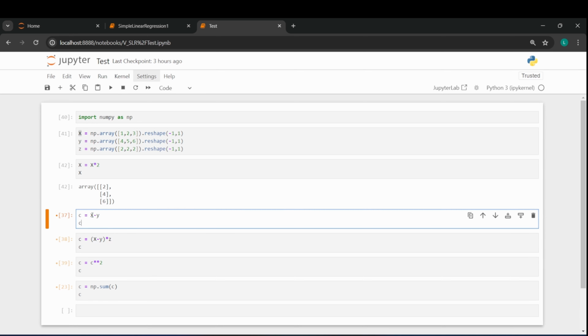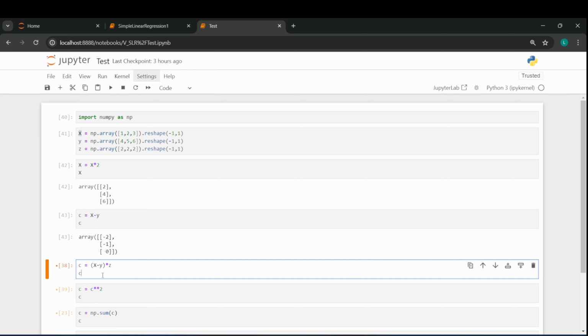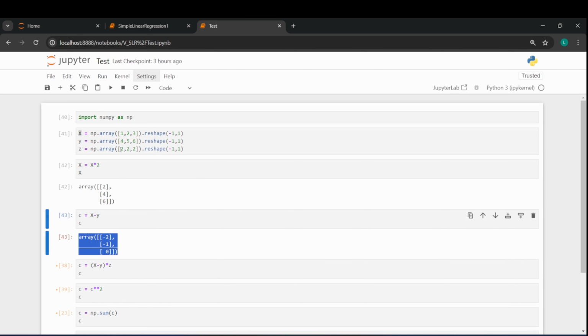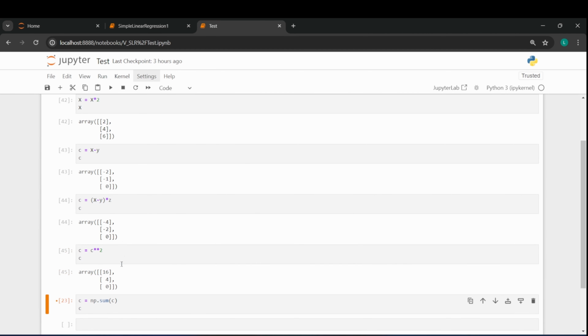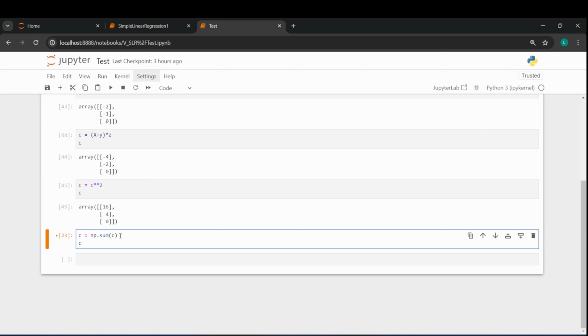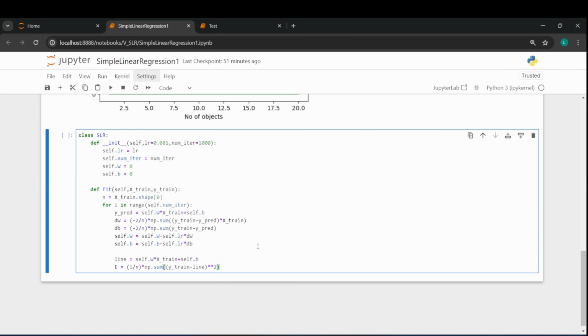And if we are subtracting 2 numpy arrays, it does element wise subtraction, meaning it will calculate 2 minus 4, 4 minus 5, and 6 minus 6, which gives us minus 2, minus 1, and 0. And if you are multiplying a numpy array with another numpy array, it does element wise multiplication. Here we are multiplying this array with z, so 2 will be multiplied with minus 2, another 2 with minus 1, and then 2 with 0, and we'll get minus 4, minus 2, and 0. And if we are squaring a numpy array, each element will be squared. So the squares are 16, 4, 0. And if you are doing np.sum, it will give a scalar value of the sum of all the elements of the numpy array. So the sum of all this is 20. Now that's the numpy operations.